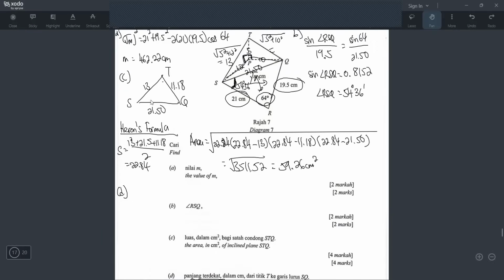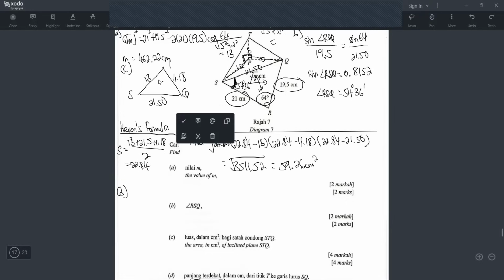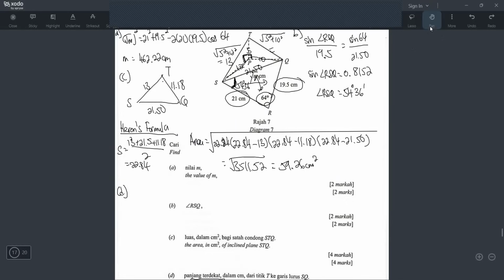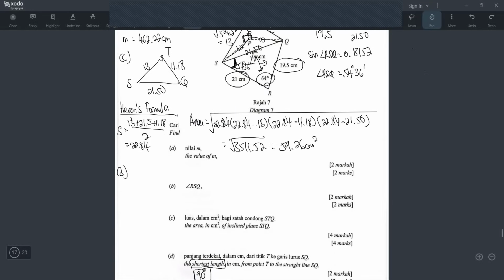Okay, what is shortest length? Okay, imagine this is T. Okay, so this is T, and this is SQ. So where is the shortest distance?